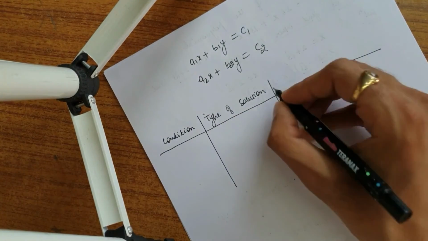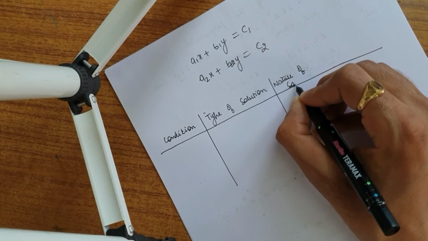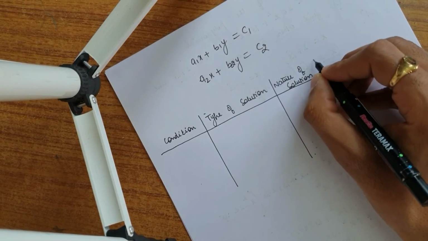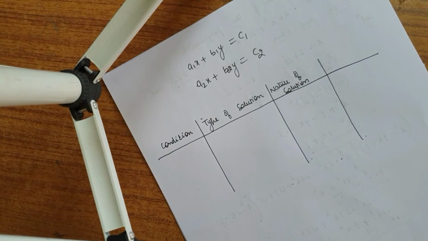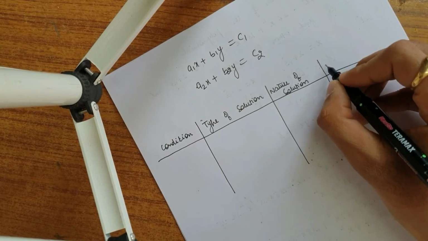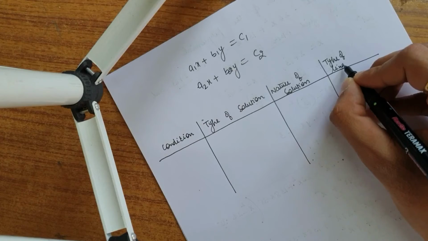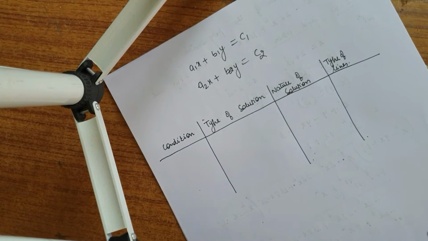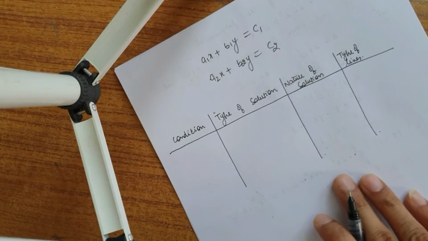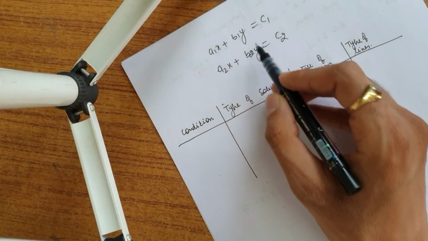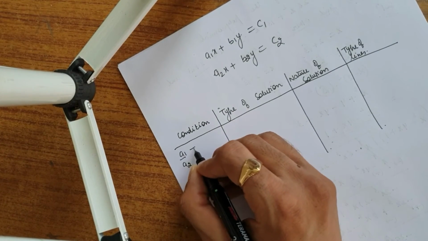In the third column we will write nature of solution. Very important. In the fourth column we will write type of lines.